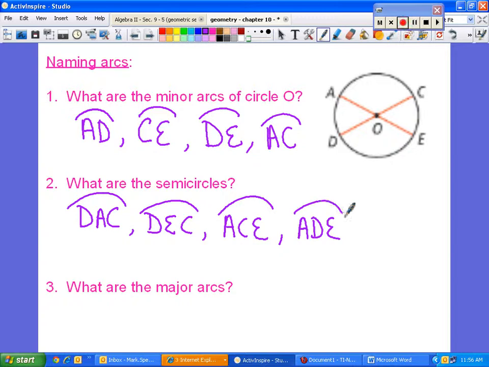Please be aware that order does not matter. So I could call this minor arc AD. I could also call it DA. Same thing with DAC, I could also call it CAD. But just understand that once you give it one name, we wouldn't say there's 8 semicircles. We would say that there's only 4.